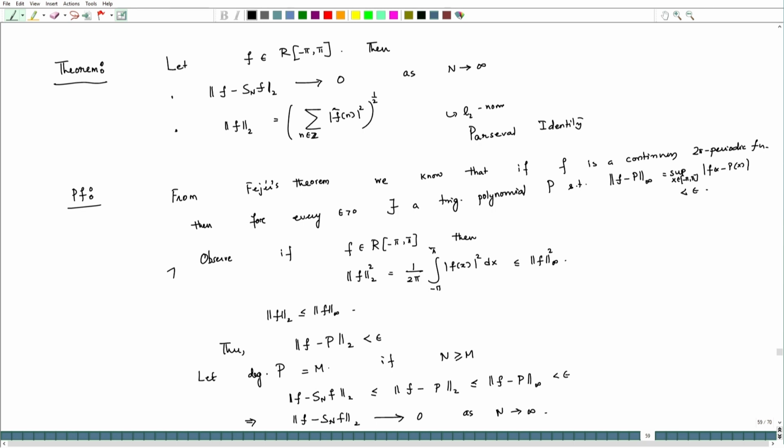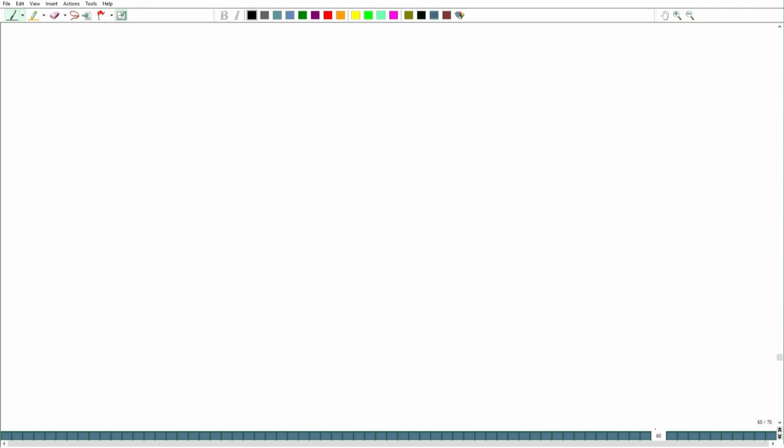Okay. So, now let us come to the proof of the second part. We would like to prove that the norm of f in the 2-norm squared is nothing but the summation over n of mod of f hat of n squared. So, for that let us look at the norm of f squared, this is equal to the norm of f minus S_n f plus S_n f, squared.